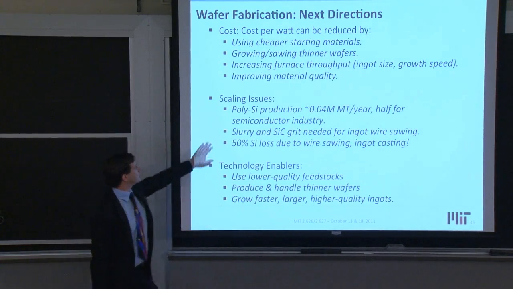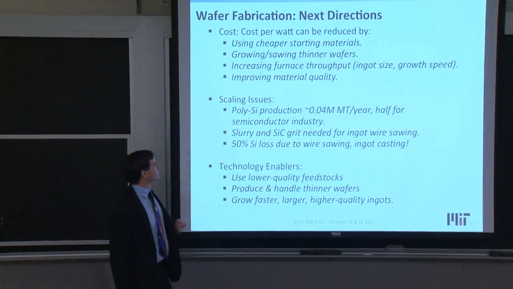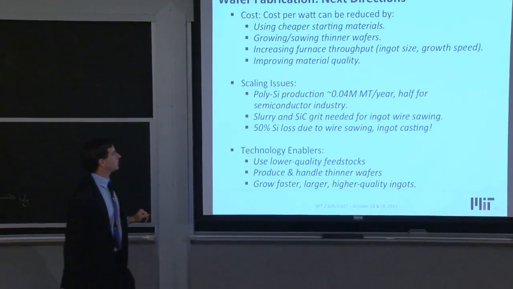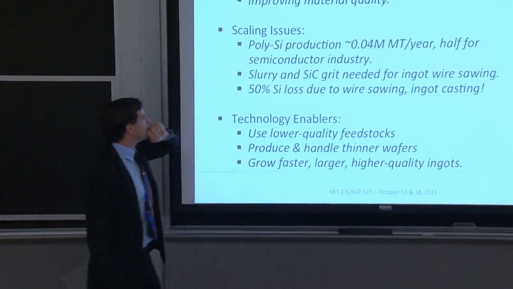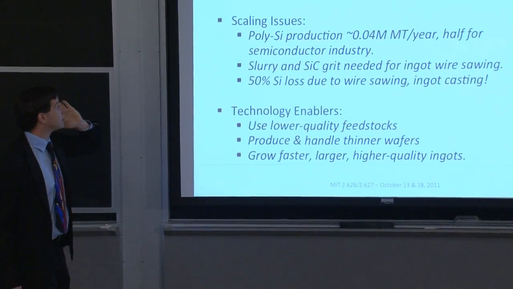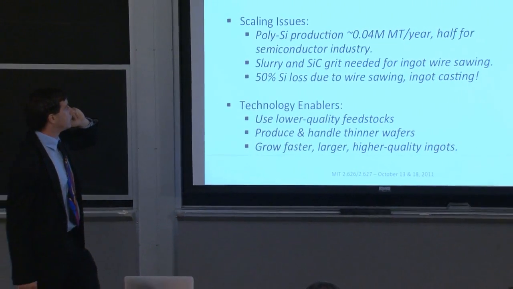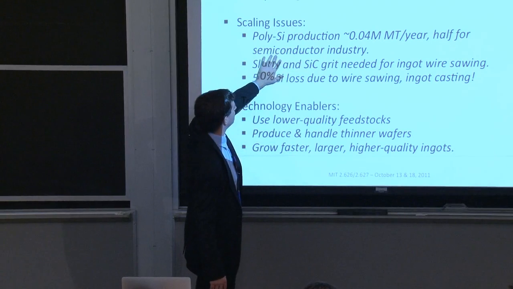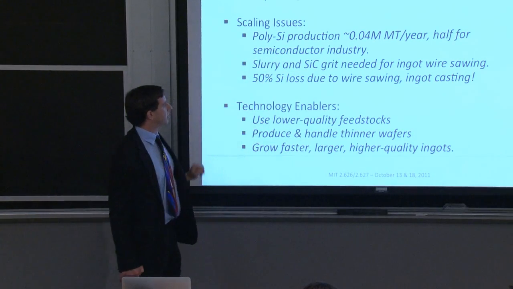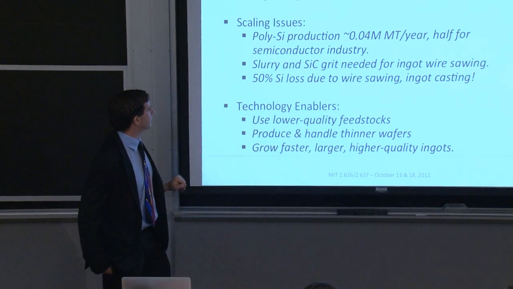The scaling issues. Polysilicon production is currently, well, this is higher now, about 100,000 metric tons per year. And about a quarter of that now, maybe a third, is for the semiconductor industry, about 3/4 for the PV industry.